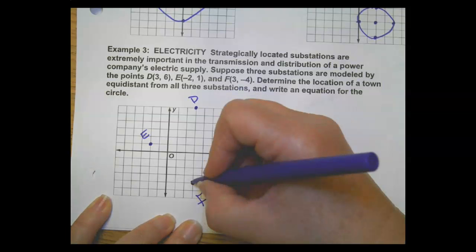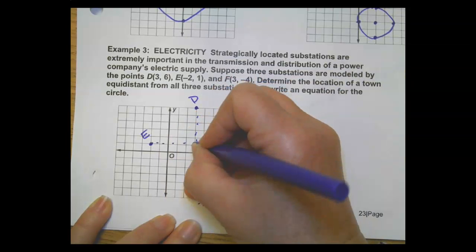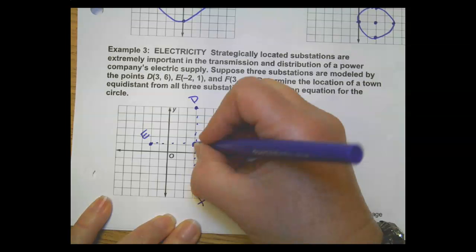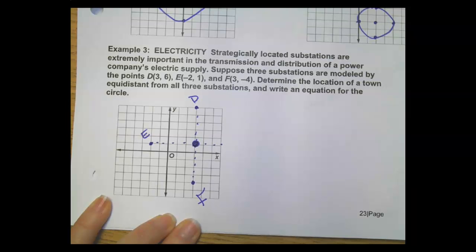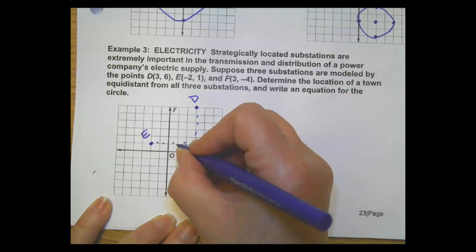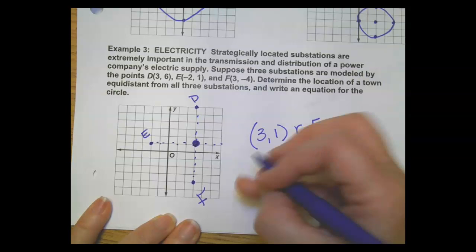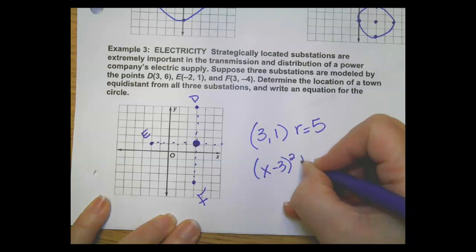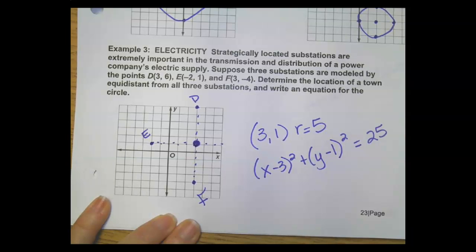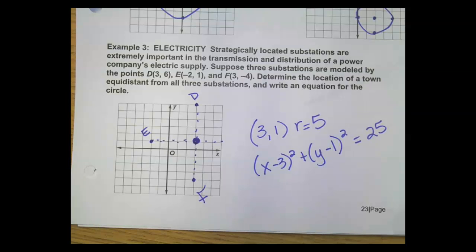So, I would probably connect these, and see where my center is, which is right here. That would be the point of equidistance. And what point is that? 3, 1. My radius is 1, 2, 3, 4, 5. And now I can write that equation for my programmers. x minus 3 squared plus y minus 1 squared equals 25, because I need to square that. That's it. All right. Made it. If you have any questions, again, please let me know.